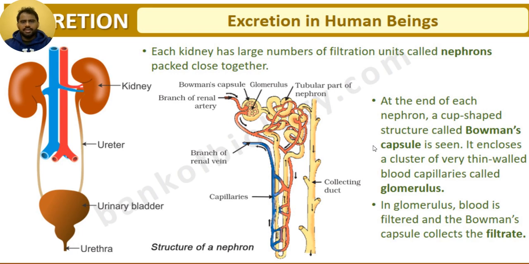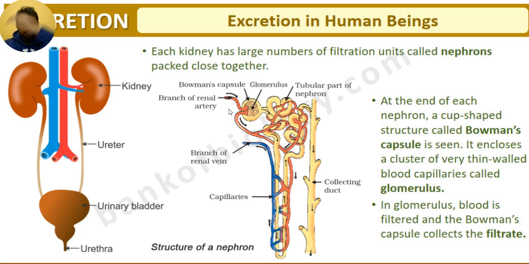Now let us see. Each kidney has a large number of filtration units called nephrons packed close together. This is the kidney, ureter, urinary bladder, and urethra. This is the structure of a nephron. These are the capillaries. This is the branch of renal vein. This is a collecting duct. This is the tubular part of the nephron. These are the glomerulus, Bowman's capsule, and branch of renal artery.